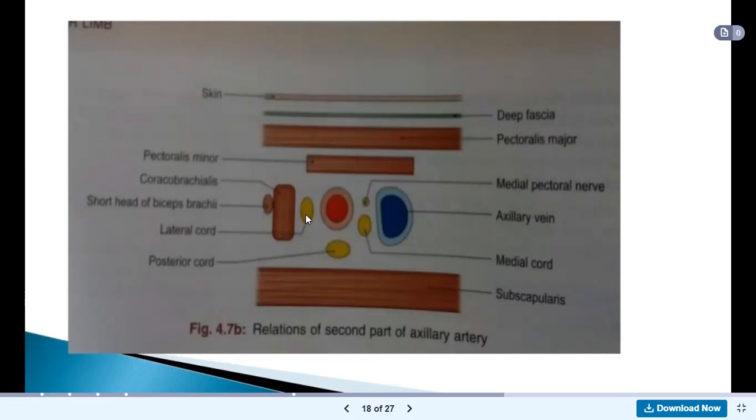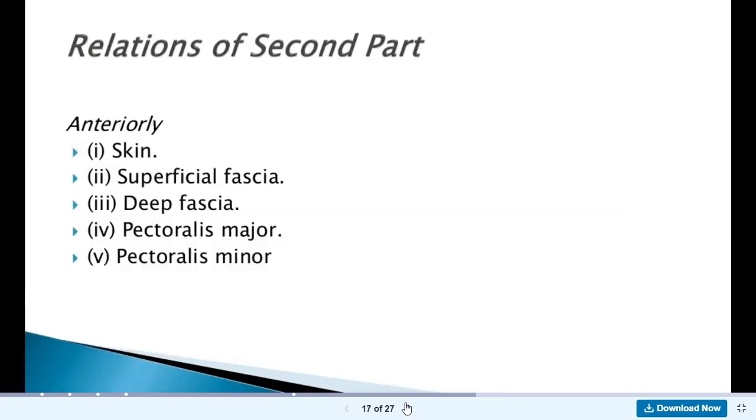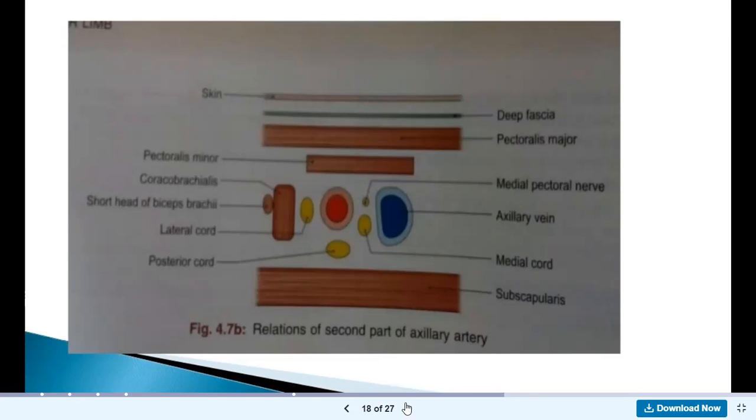Lateral cord of the brachial plexus is a lateral relation of the axillary artery, while the medial cord of the brachial plexus is a medial relation of the axillary artery, second part of the axillary artery. So don't forget that.